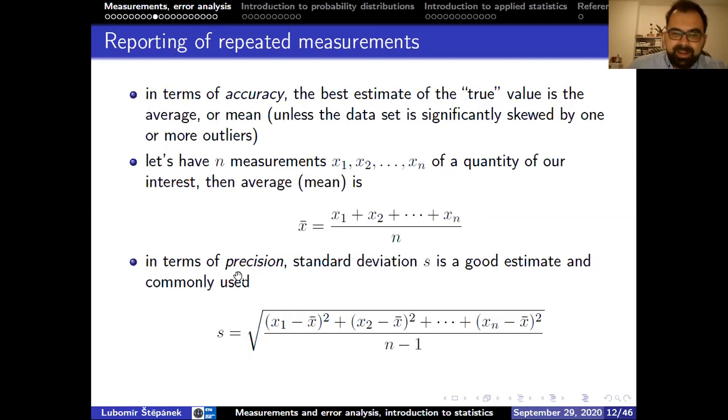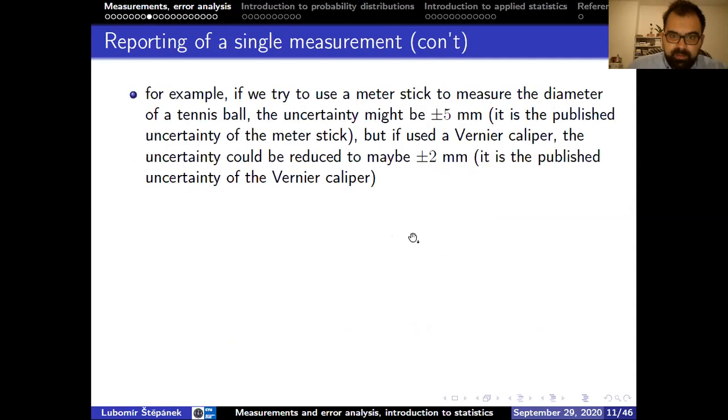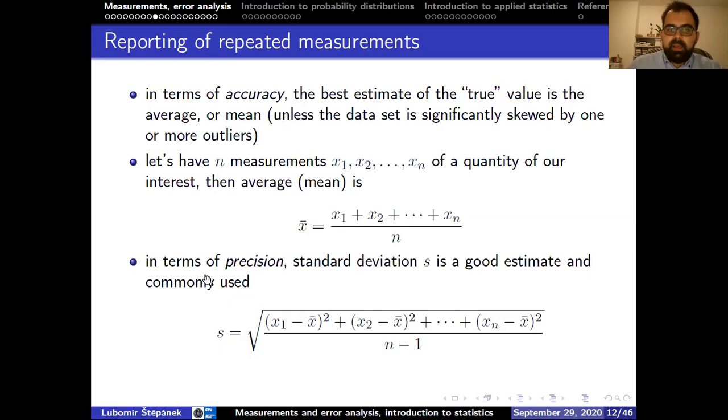So this was for accuracy, the best estimate. The first term here, this estimate is done by arithmetic mean, and the term in terms of precision, the second term, level of uncertainty, usually we use standard deviation, which is many times denoted as S, and it's a commonly used good estimate of an uncertainty. It's connected to variance, it's just the square root of variance.